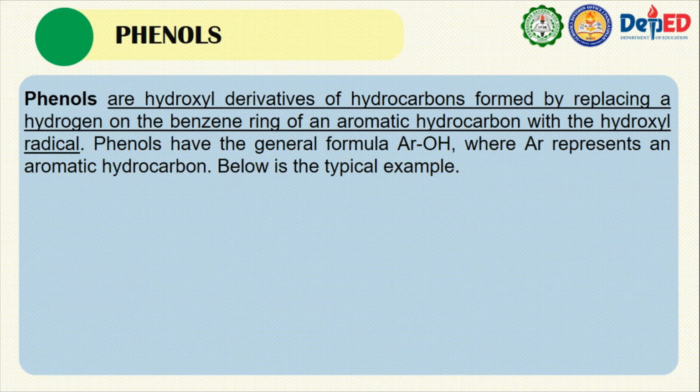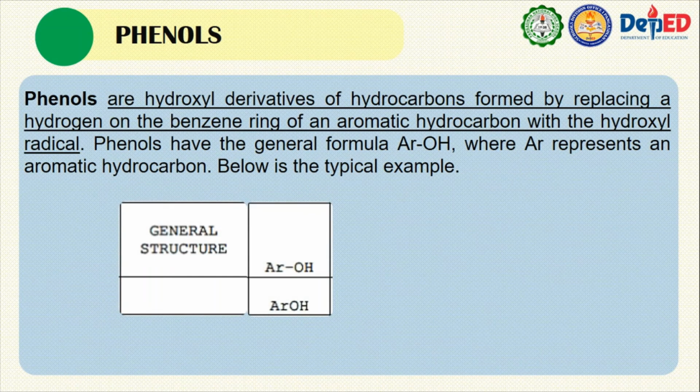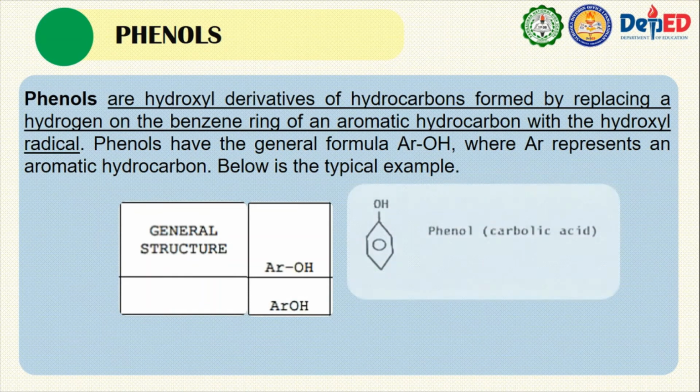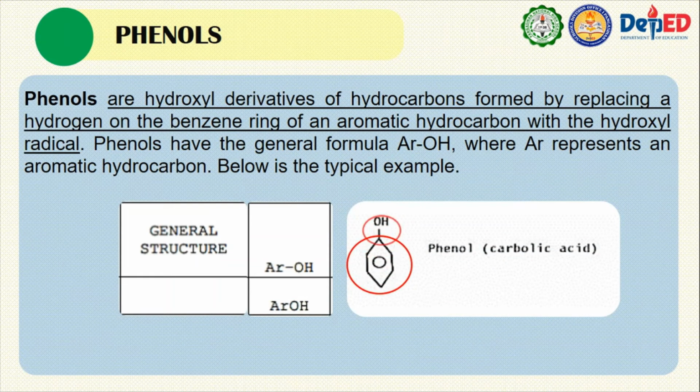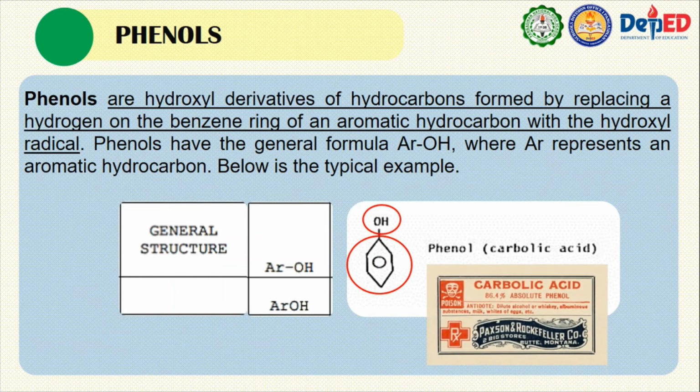Now let's have phenols. Phenols are hydroxyl derivatives of hydrocarbons formed by replacing a hydrogen on the benzene ring of an aromatic hydrocarbon with the hydroxyl radical. Phenols have the general formula AROH, where AR represents an aromatic hydrocarbon. Below is the typical example. Phenol is also known as carbolic acid. Danger alert! Carbolic acid is a very poisonous chemical substance.